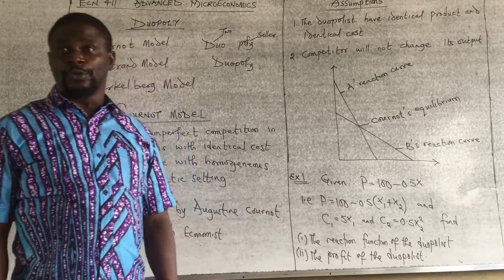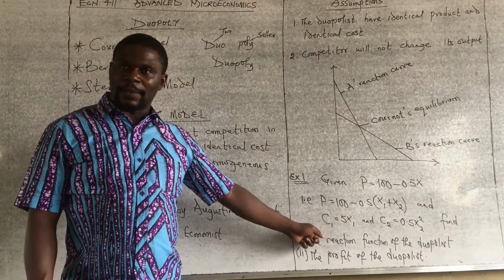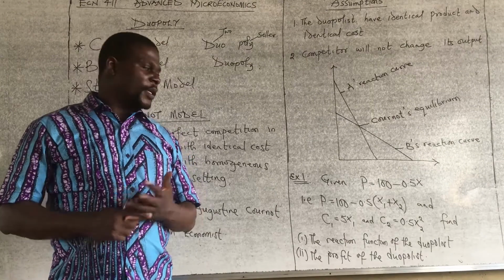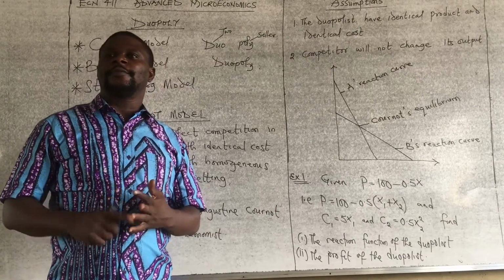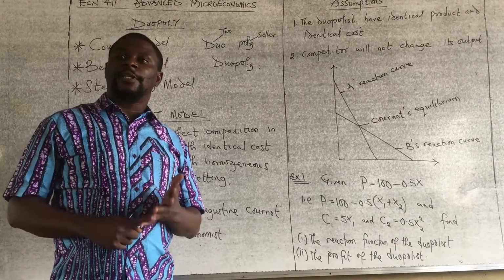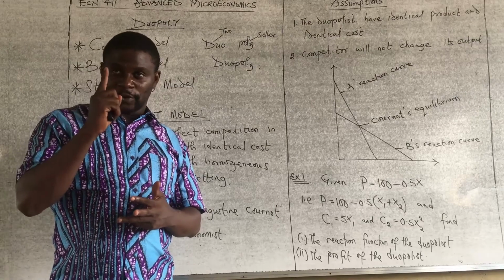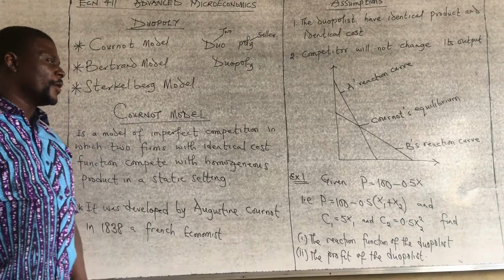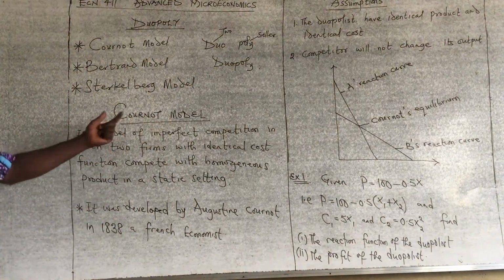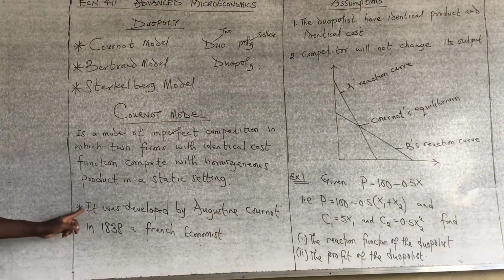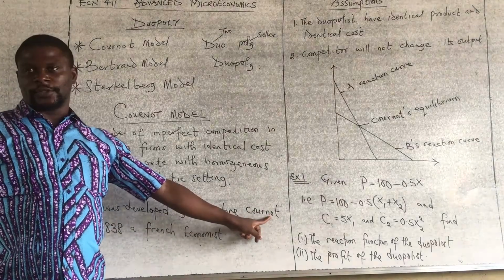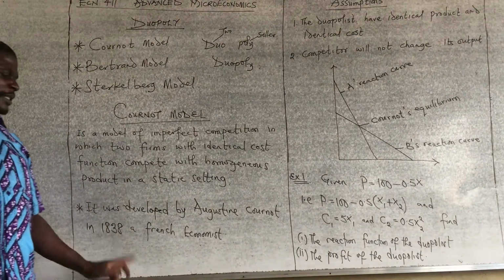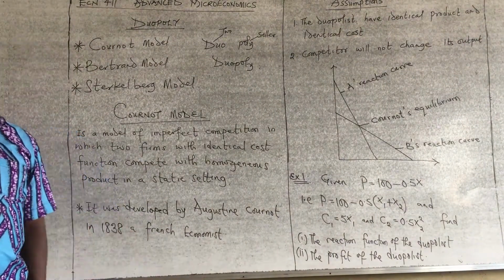So what I'm going to do is use just this one question to do the three methods. Then I'll give you a classwork. You will do that with just one of the methods, and then the remaining two you do at home. Okay. So now, starting with the Cournot model. The Cournot model was developed by Augustin Cournot, a French economist, who named the model after himself in 1838.